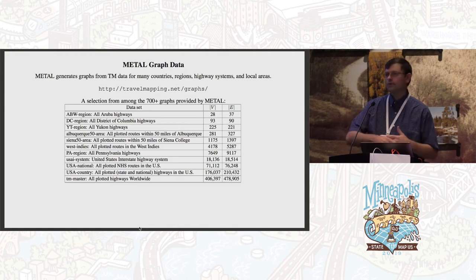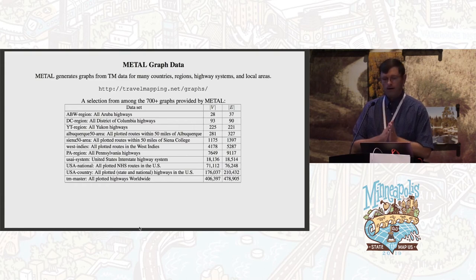I do this by region. I do this for the whole world. I do this for continents. I do this for highway systems and so on. We've got about 700 different graphs that are available now, and they're generated every day from the updated data that are available to my students and others who are interested in using this.